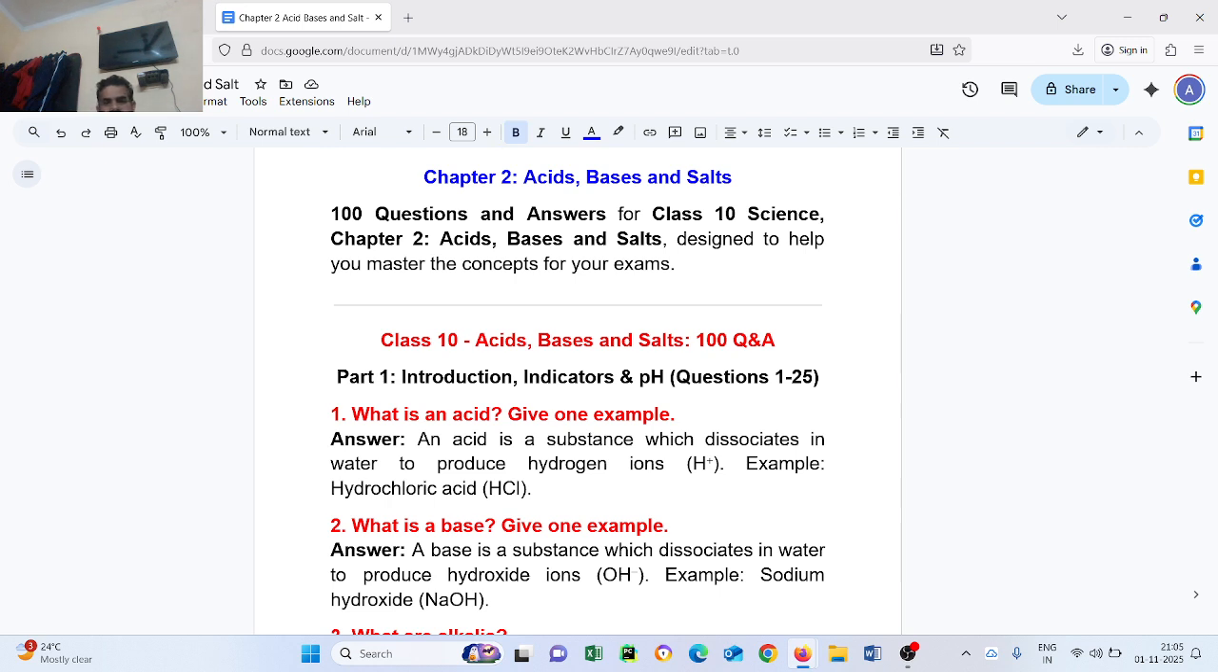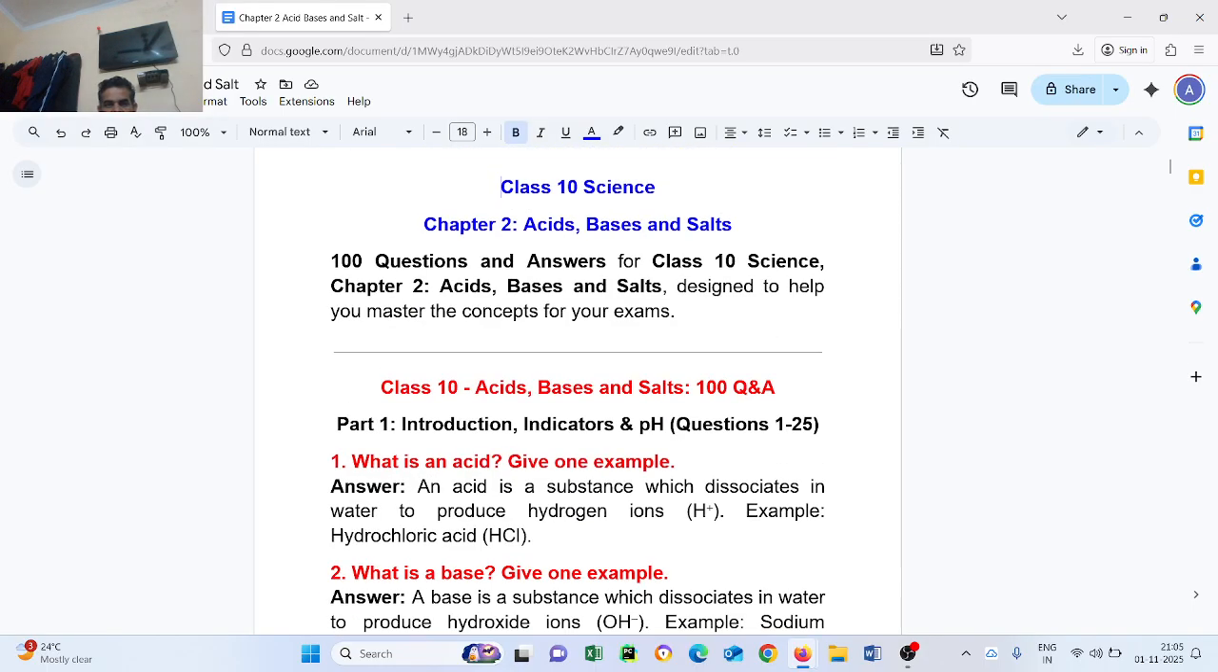An acid is a substance which dissociates in water to produce hydrogen ions. It's called acids. Example: hydrochloric acid, sulfuric acid, nitric acid.